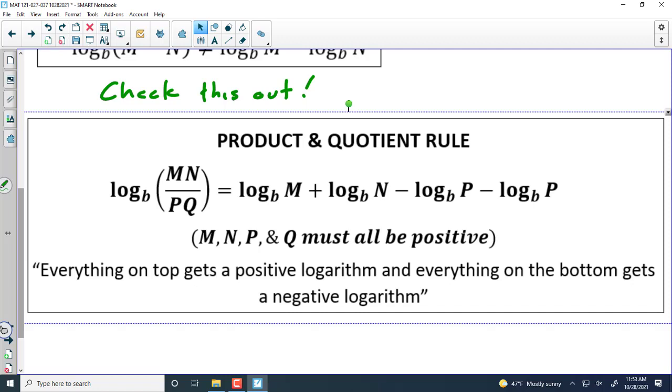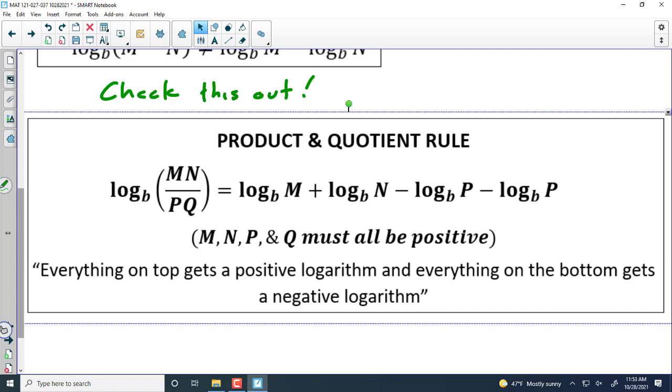Look at my original fraction. M and n are on top. That's why they both become positive logarithms. P and Q are on the bottom. That's why they both have these negatives in front of them. This allows us to either rip apart or put together a logarithm.